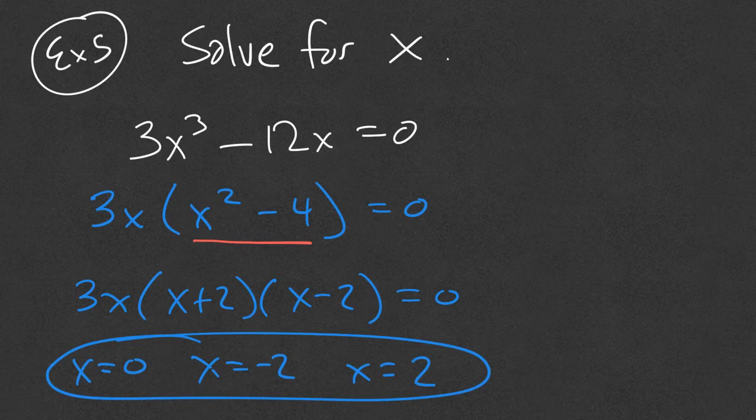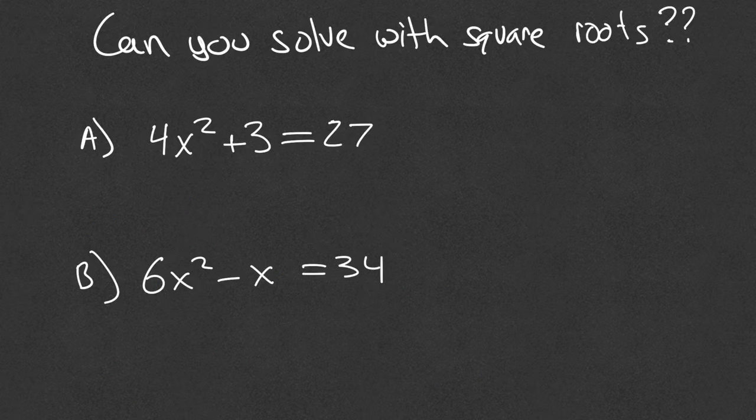Okay, so like I said, this section, or this kind of end of unit, is all about identifying the best way to solve problems. So on this slide here: can you solve with square roots? We get two equations, so I want you to think about which one you can and which one you cannot solve with square roots. If you said for A, yes, you can solve it with square roots because there's no x term, you would be correct. For B, there is an x term, so no, you cannot solve it with square roots.